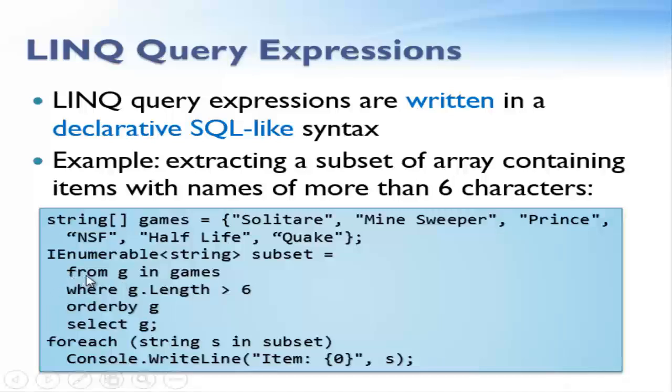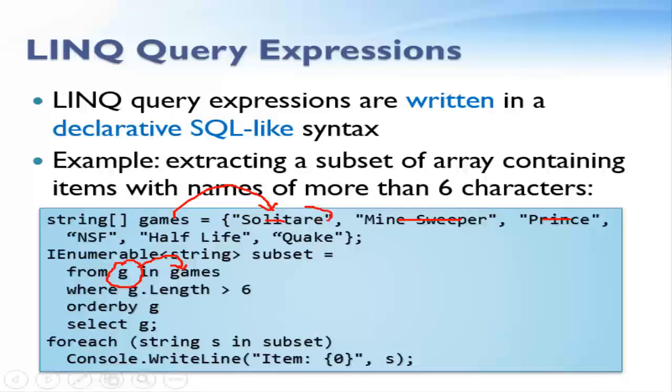In order to write the query, I start with the keyword from g in games. What this means is that you are telling the query engine to take one g in this collection. What is this collection? This is a collection of strings. It may be names of people, names of cities, or anything. So there is a collection of strings, and you take one string out of that.